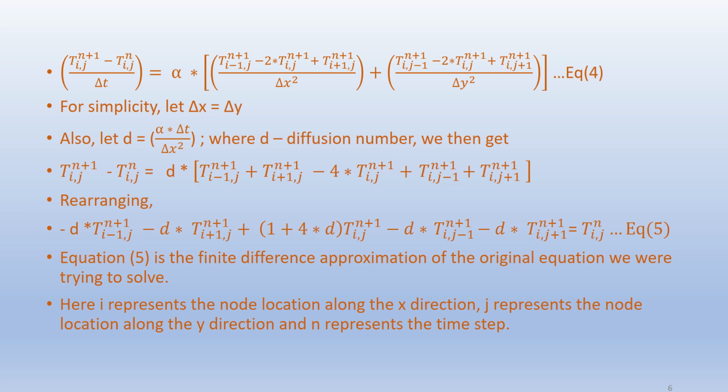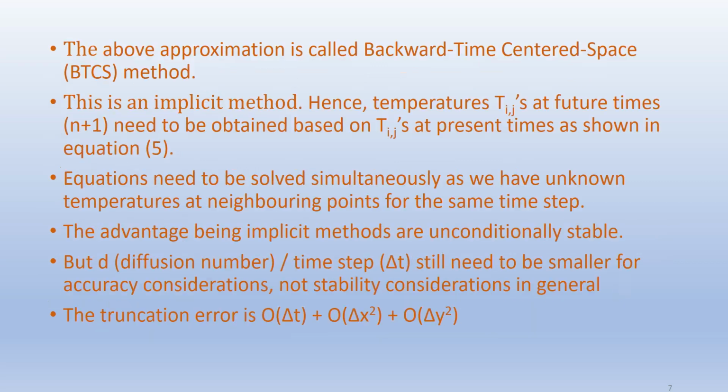Here i represents the node location along the x direction, j represents the node location along the y direction, and n represents the time step. The above approximation is called the backward time center space, or BTCS, method. This is an implicit method. Hence temperatures T(i,j) at future times n plus 1 need to be obtained based on T(i,j) at present times, as shown in equation 5.